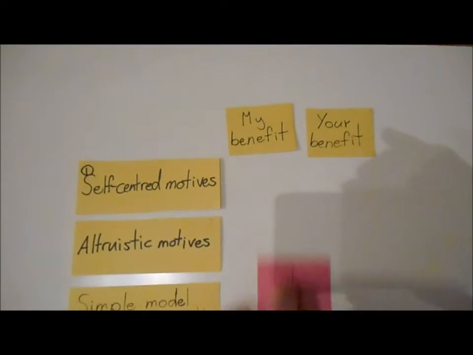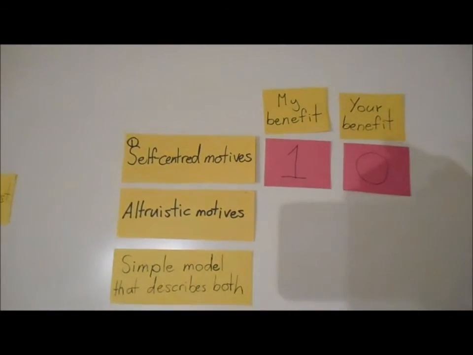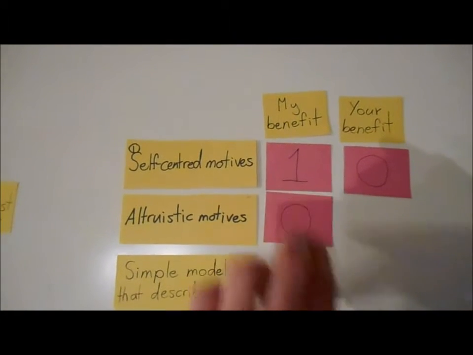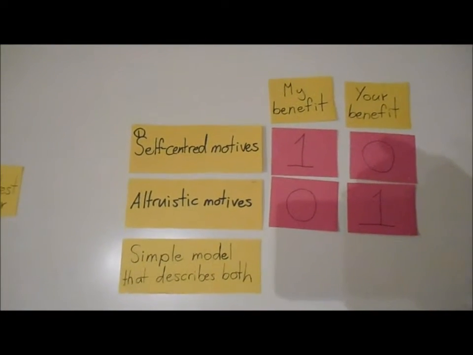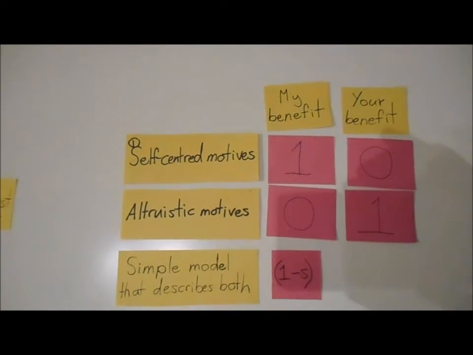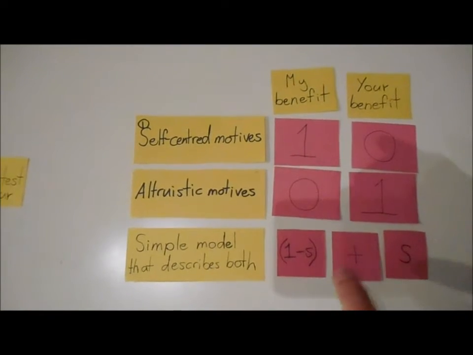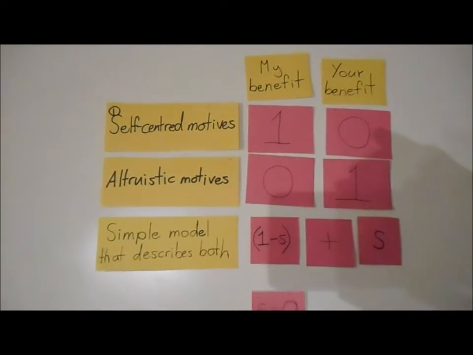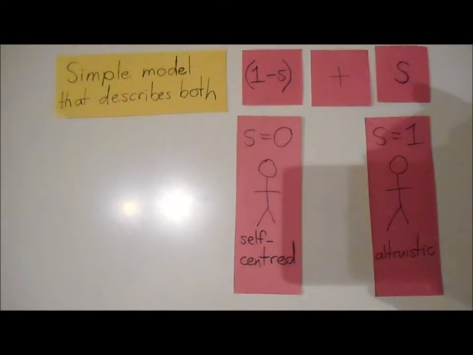If I'm self-centred, I try and maximise 1 times my benefits plus 0 times yours. If I'm altruistic, it's the reverse: 0 times my benefits plus 1 times yours. So a simple model that describes both behaviours is to use algebra. 1 minus s times this, and s times that. If I have an s value of 0, I'm self-centred. And if I have an s value of 1, then I'm altruistic.